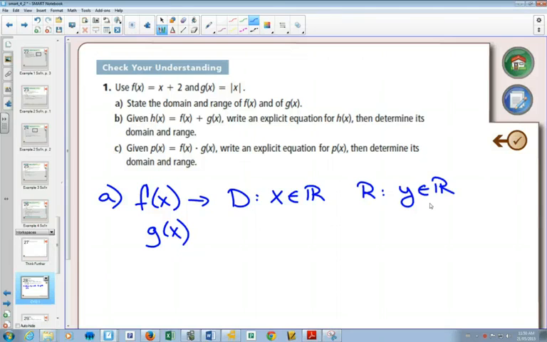For g of x, what kind of graph is that? Absolute value graph. The domain also, there are no non-permissible values. The domain is everything. The range is y is bigger than or equal to 0.